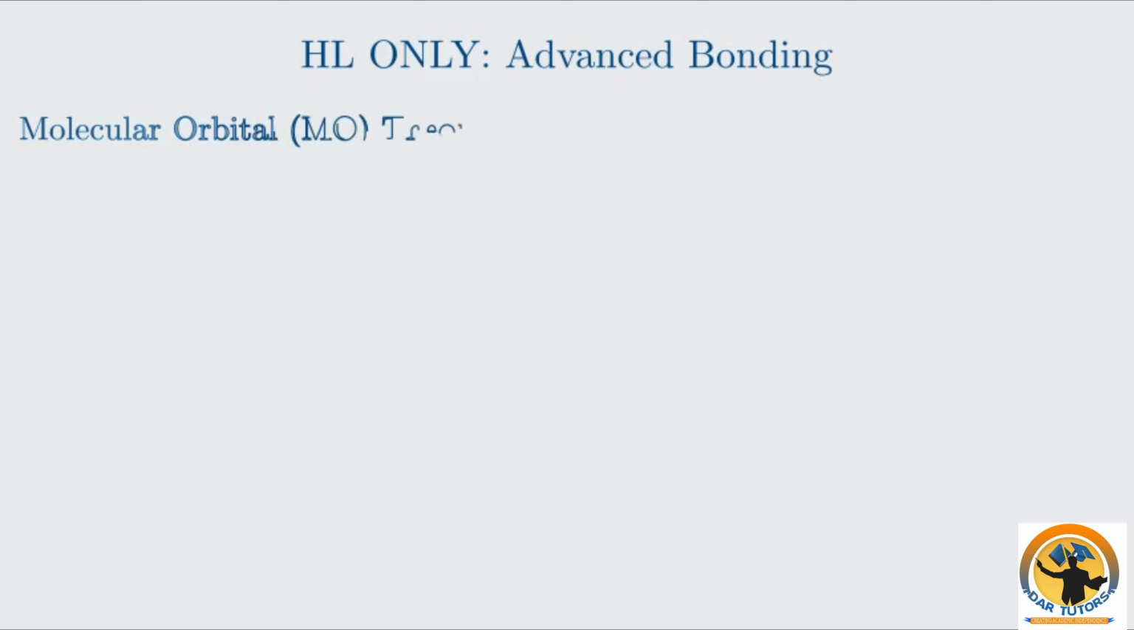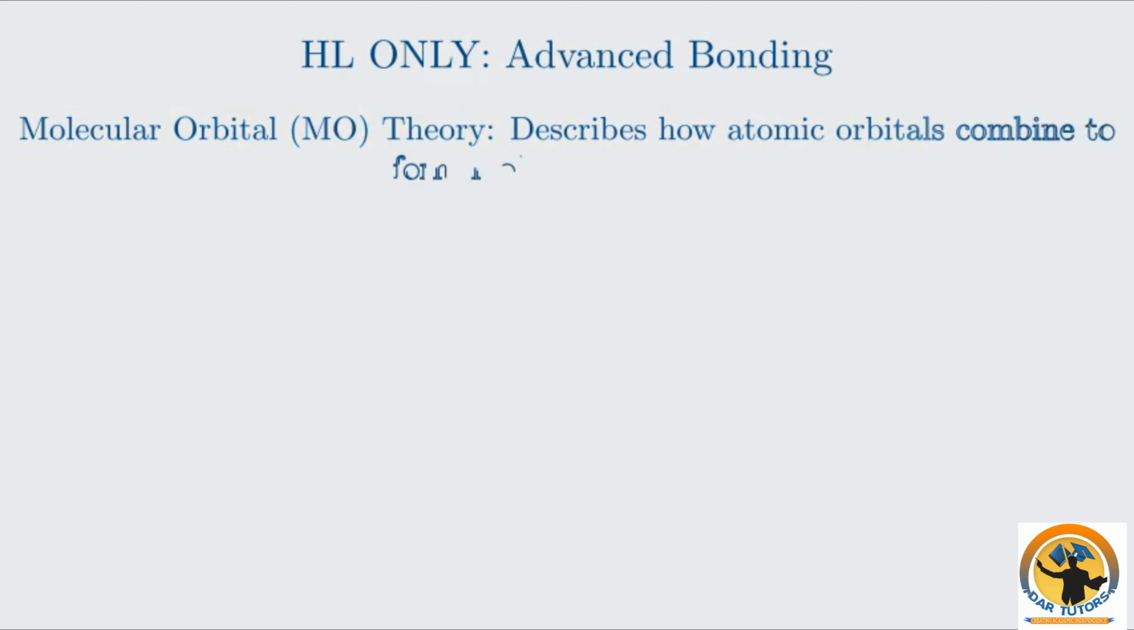We will now transition to our second major topic, advanced bonding theories. While Lewis structures and VSEPR theory are excellent for predicting molecular shapes, they are simplified models. To understand why bonds form and why molecules have their specific shapes and properties, we need to introduce molecular orbital theory. Molecular orbital theory describes how the atomic orbitals of individual atoms combine and merge to form new orbitals that belong to the entire molecule, called molecular orbitals.